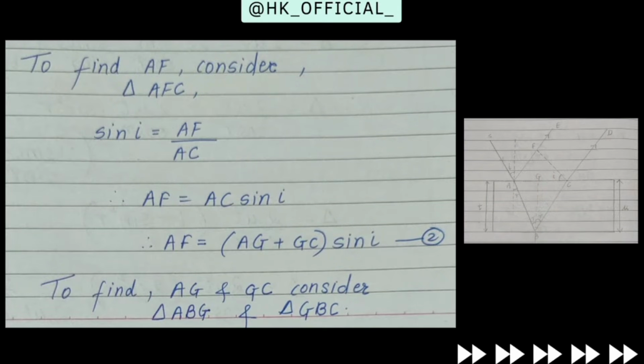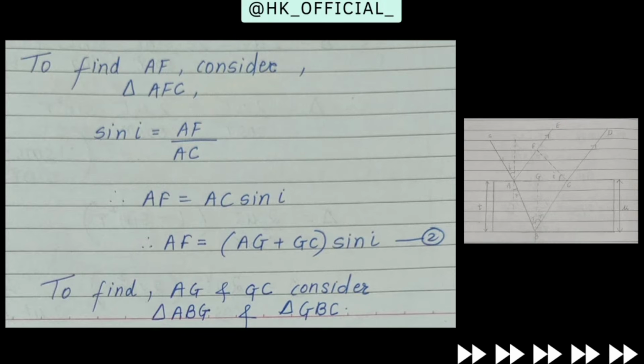Now we have to find AF. In our first formula, what do we know? We know that it is path traveled in film minus path traveled in air. For the path traveled in film, we had to find AB and BC, and we have found them. Now for the path traveled in air, we have to find AF.